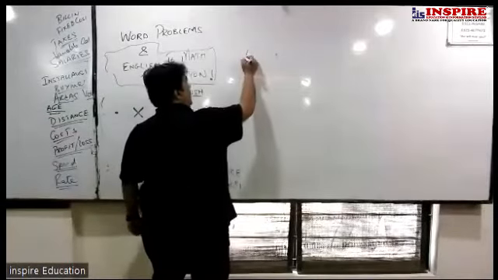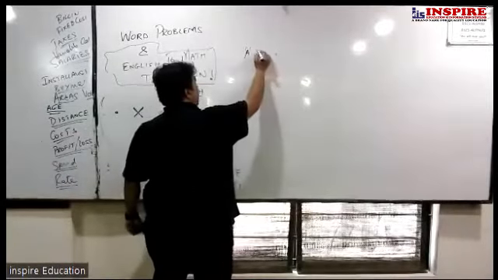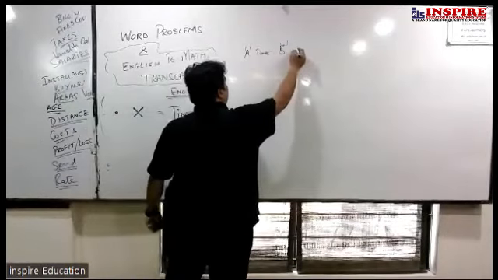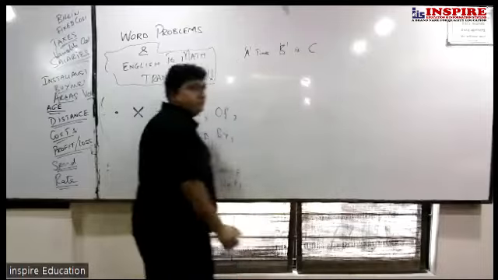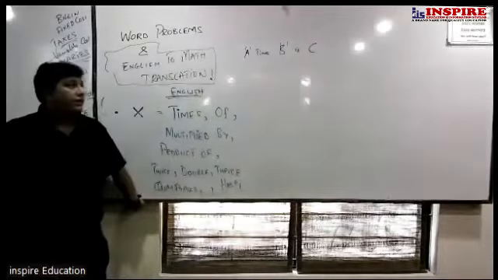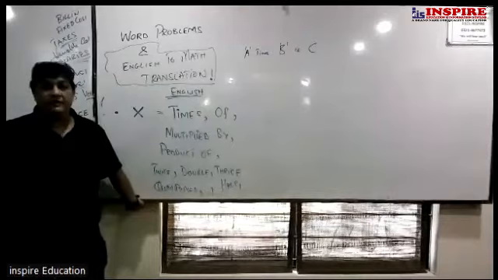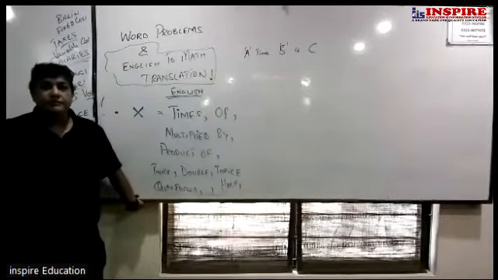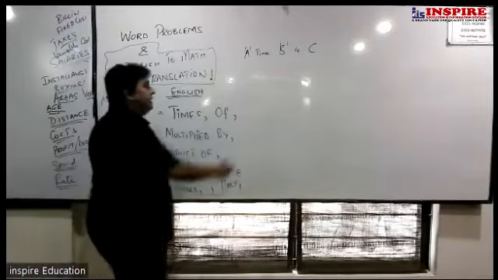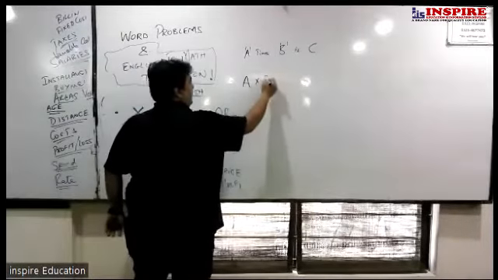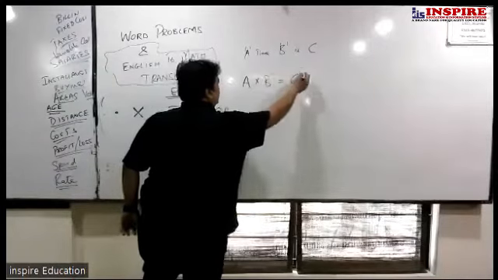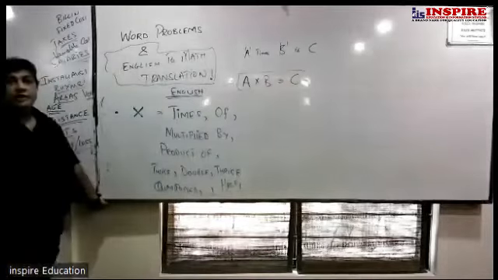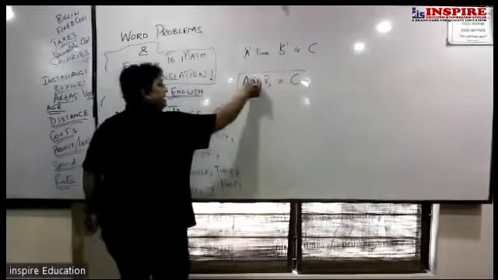A times B is C. Shimon, what kind of equation is this? Is it an equation or just an expression? It's an equation. A times B is equal to C. We just learned that today, and now it is times.